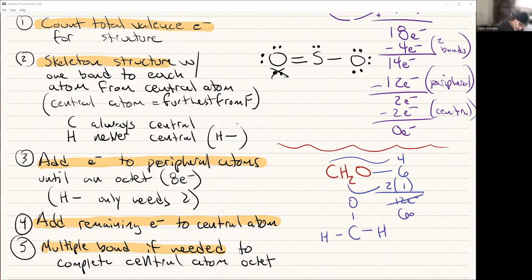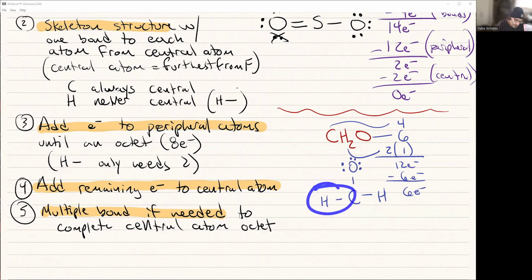Next step is step 3, add electrons to the peripheral atoms. Oxygen, 1, 2, 3, 4, 5, 6. Hydrogen is happy with just the 1 bond. It just needs 2 electrons, 1 bond, doesn't need anything else. This oxygen is happy, this hydrogen is happy. I just used 6 electrons, so minus 6 electrons, which are on the periphery, 2, 4, 6. And so now I'm down to 0 electrons left. Fantastic.